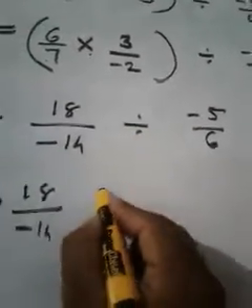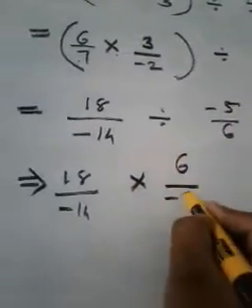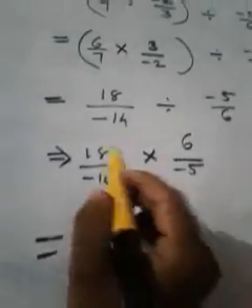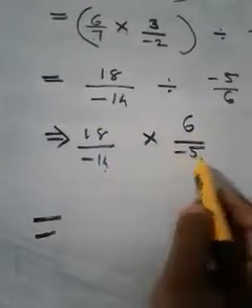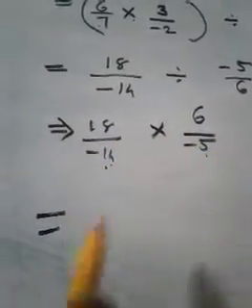This division will be changed into multiplication. Minus 5 by 6 reciprocal is 6 by minus 5. Now let us see, then what can we do? Multiply the numerator, multiply the denominator. What is 18 into 6? What is minus 14 into minus 5? Do it.